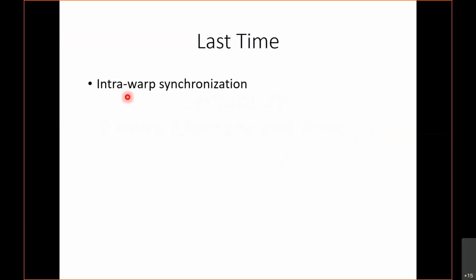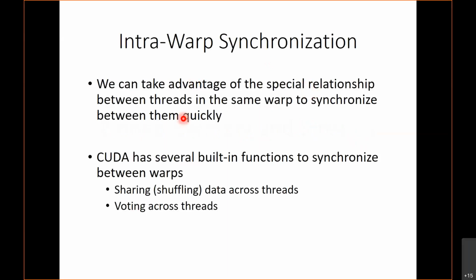So last time we spoke about intra-warp synchronization. We said that we can take advantage of the special relationship between threads that are in the same warp to synchronize between them quickly, and CUDA has built-in functions for that. In particular, there are two major categories of warp synchronization primitives. There are shuffle instructions that allow us to share data across threads in the same warp, so they can just share each other's register values without having to go through shared memory. And there are voting instructions, where threads can vote on something. This is useful for checking which of these threads evaluate true for some predicate, or checking which threads in the warp are active on some branch.